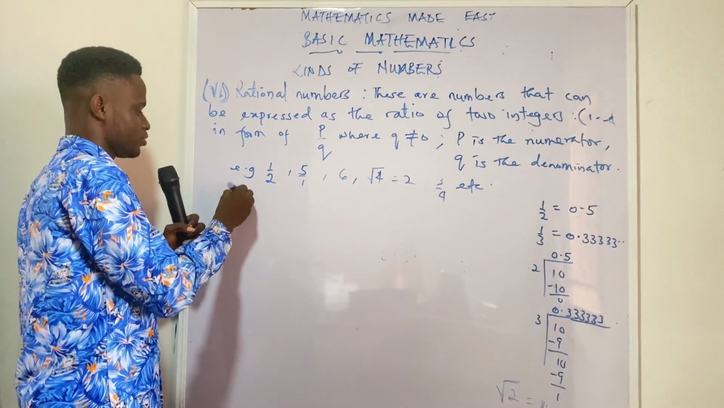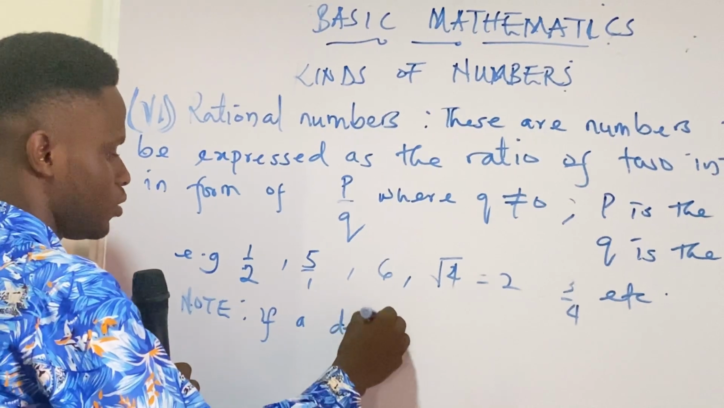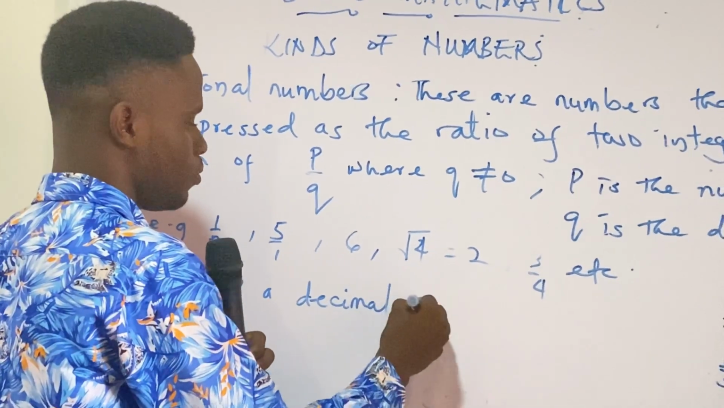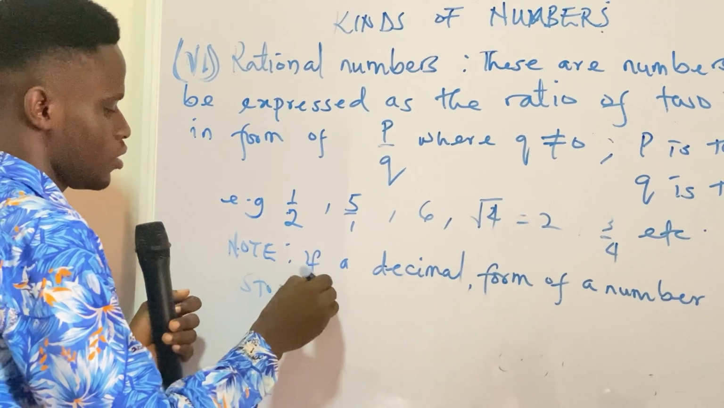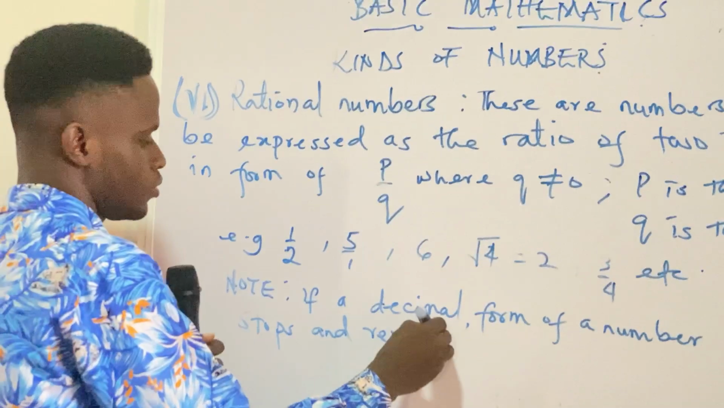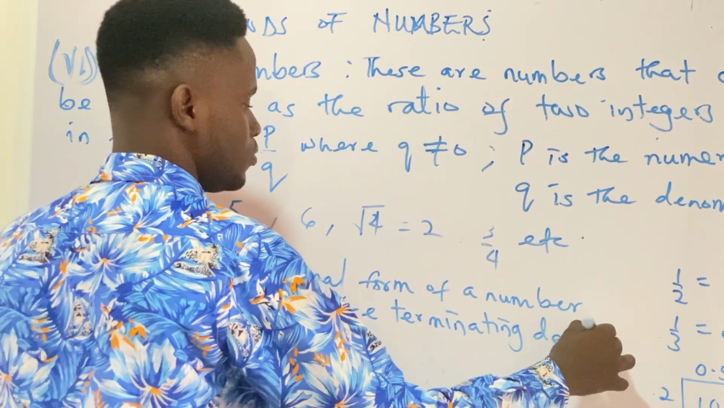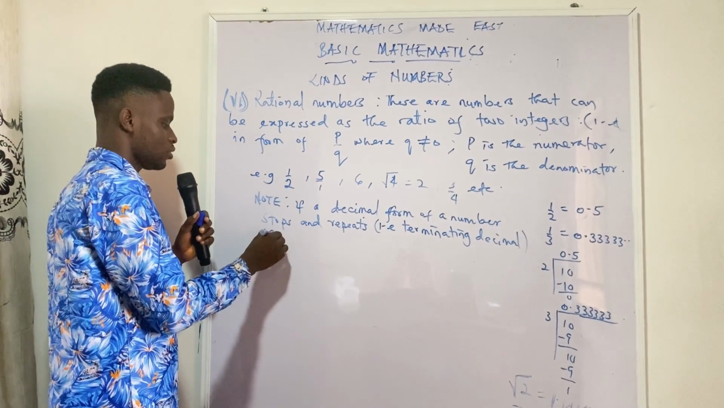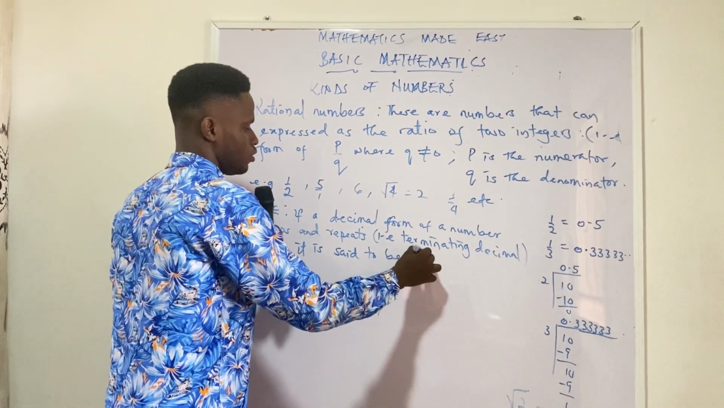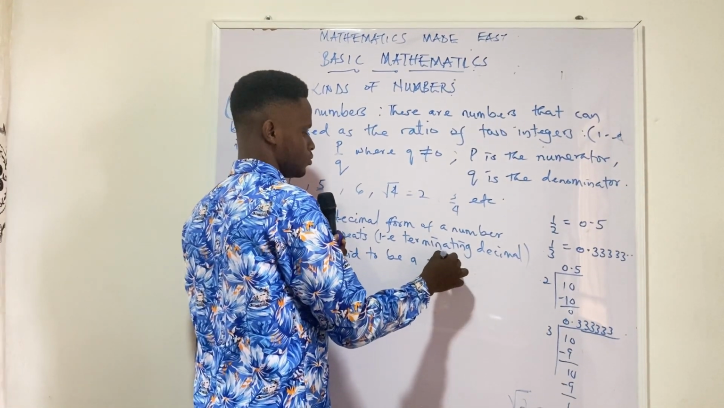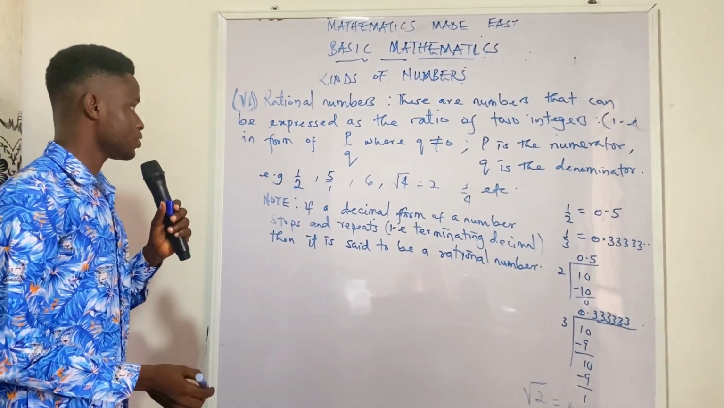Take note that if the decimal form of a number stops or repeats, that is, terminating decimals, then it is said to be a rational number.